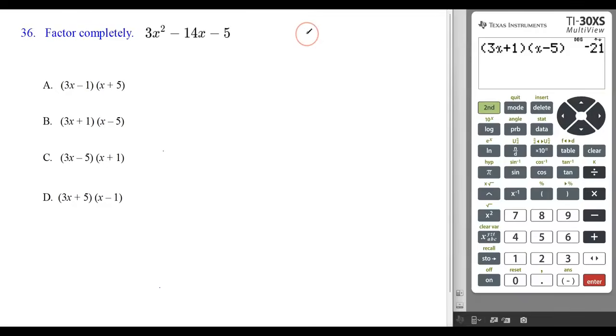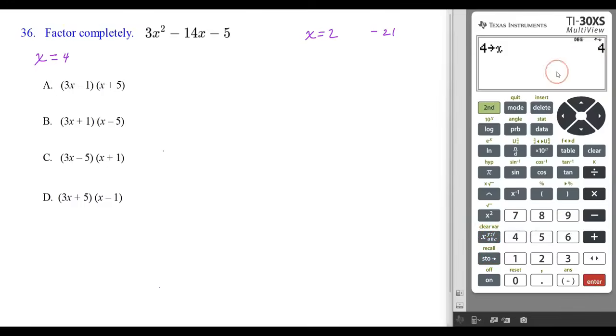Remember, when we picked 2 for x, just keep this in your mind, we got out a target answer of negative 21. How about if I pick, I don't know, I could pick 3, 4, 5. I'll pick 4. So what I'm going to do now is I'll hit clear it. And I need to store in 4 for x now. So I'll hit 4, store x, and hit enter. Now the 4 is stored in for x instead of 2.